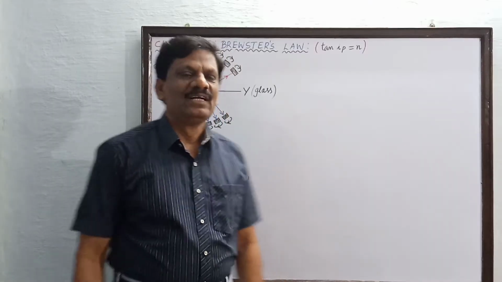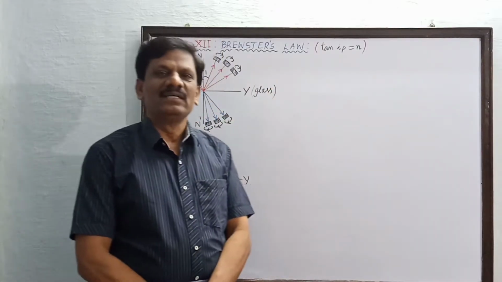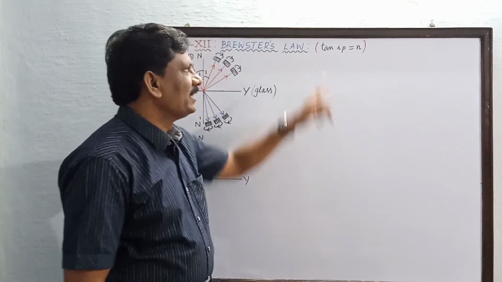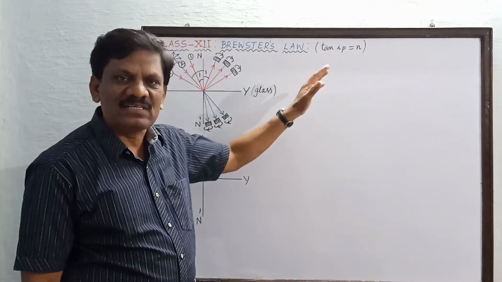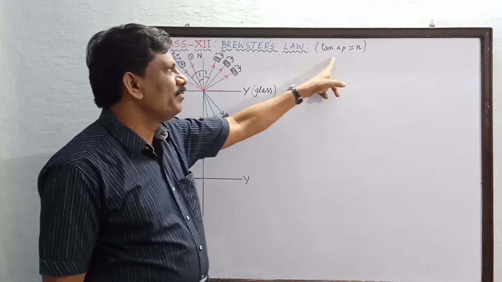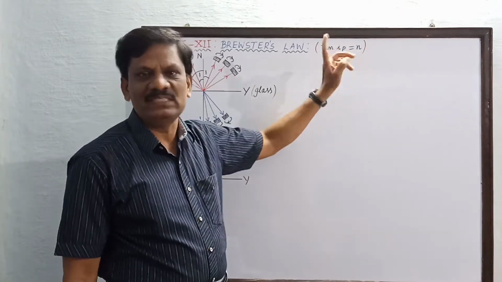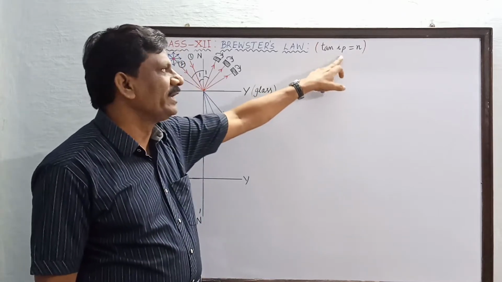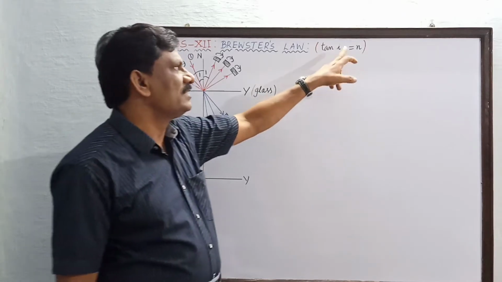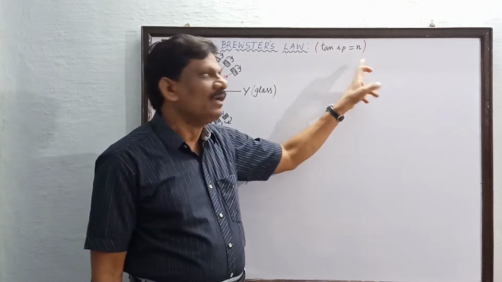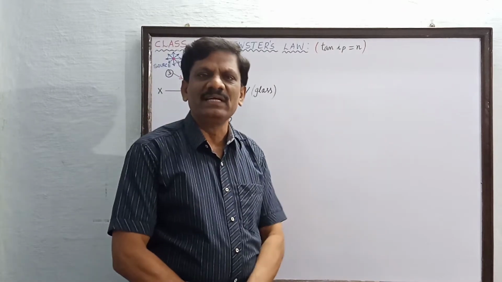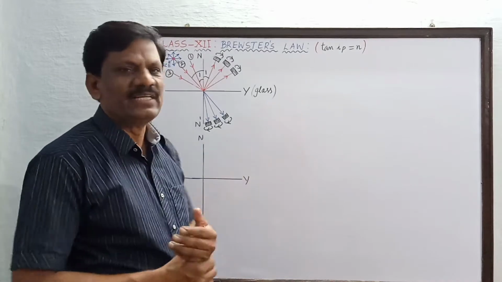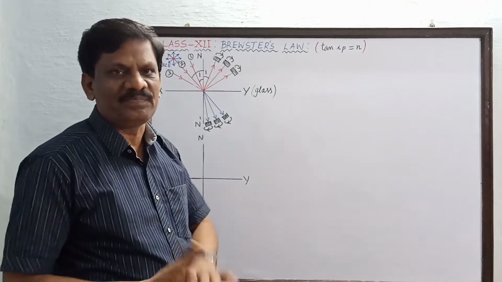Hi students, today we are going to learn Brewster's law in polarization of light. The mathematical expression for Brewster's law is tan IP is equal to N. So the tangent value of the angle of polarization is numerically equal to the refractive index of a medium. Here our intention is to derive this Brewster's law.